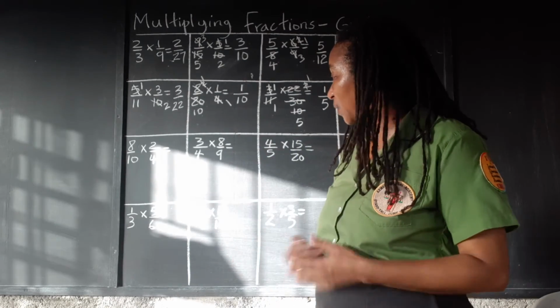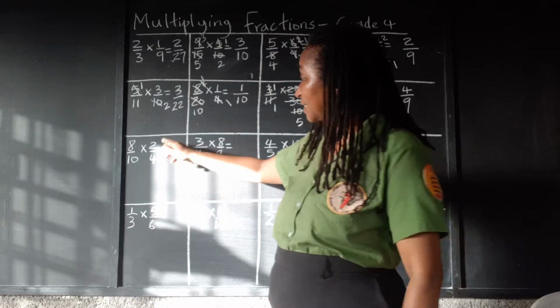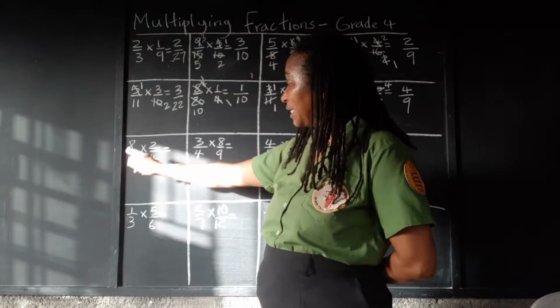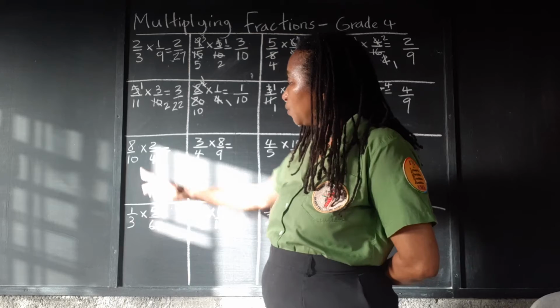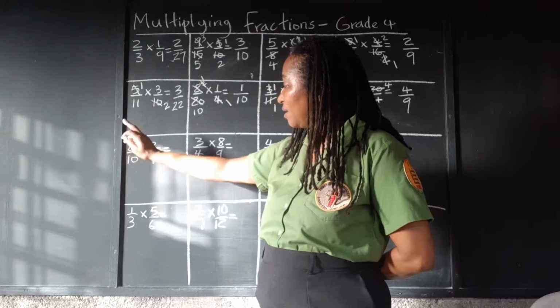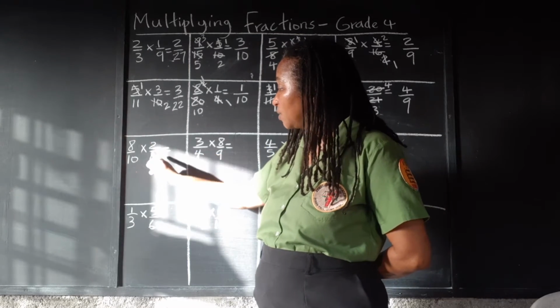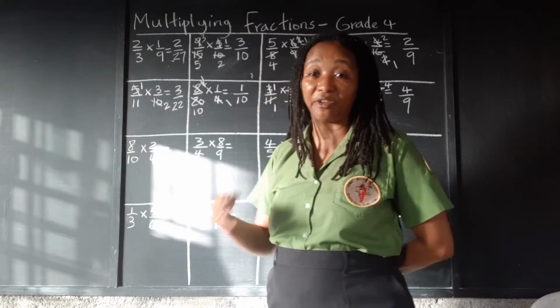There's a lot of things we can do here. We can cancel the 2 and the 4, or the 2 and the 10. Or we can use 2 to cancel the 8 and the 10, or use 2 to cancel the 8, or use 4 to cancel the 8 and the 4.